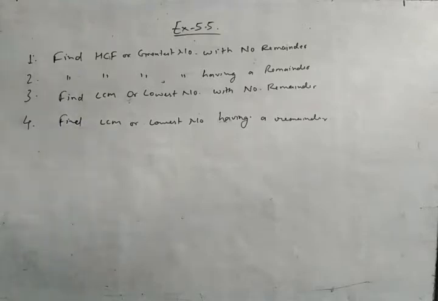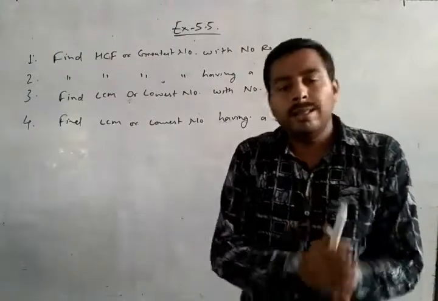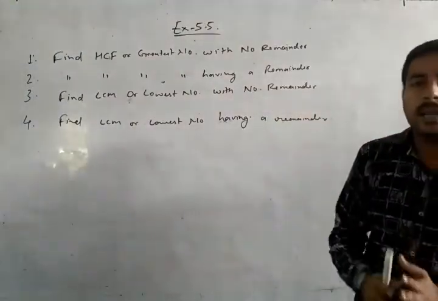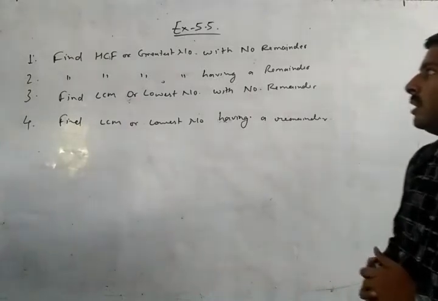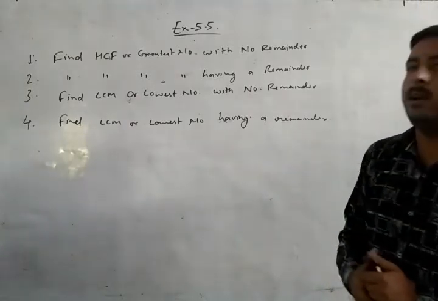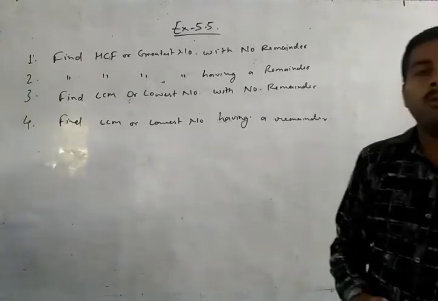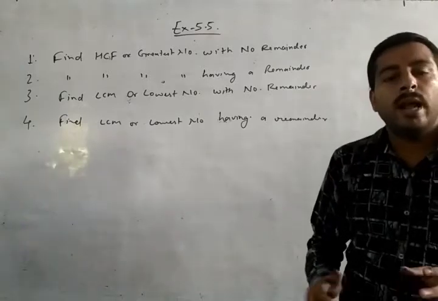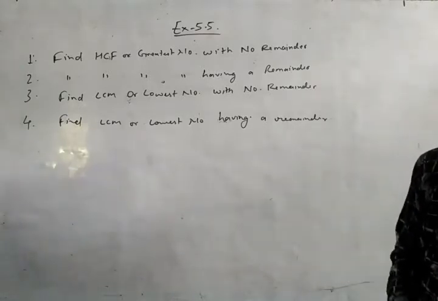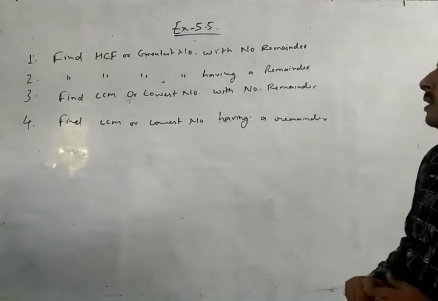Today we are going to discuss exercise number 5.5. In this video we will see four things. Number 1, find the HCF, or the greatest number with no remainder. Means there will be some numbers given and you have to find the greatest number which divides all these numbers and leaves no remainder. Second, find the HCF or greatest number having a remainder.